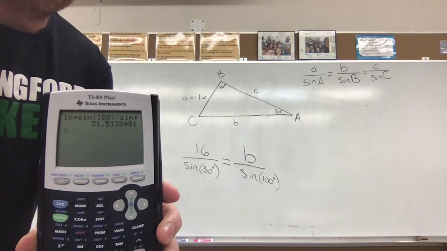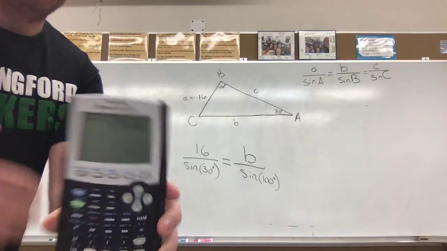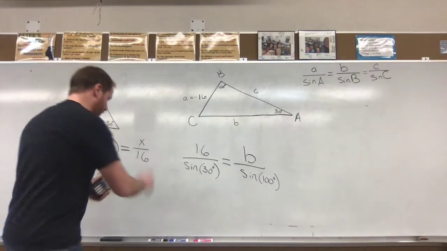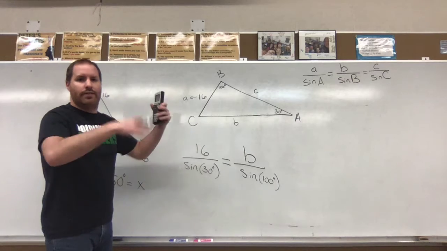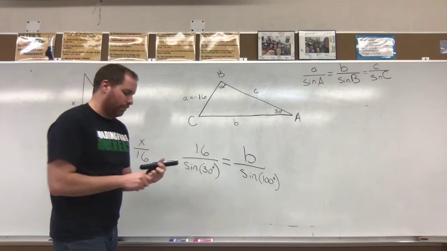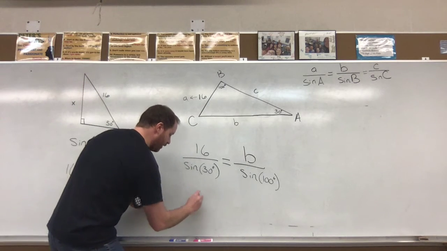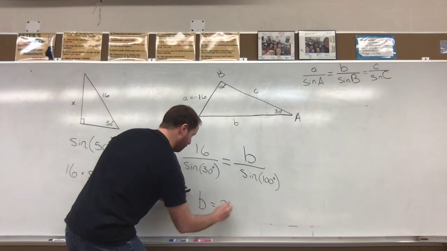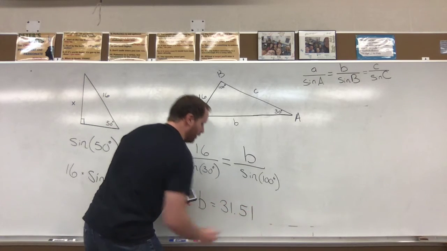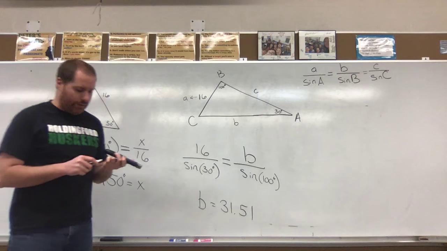We can tell that side B has to be 31.51, whatever units. Again, this is an example, could be feet, inches, miles, maybe if we're working somewhere. But that's what we get. We get B is equal to 31.51, units or whatever we have here, right?